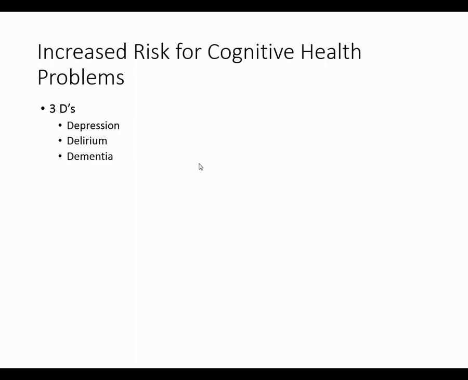A lot of older patients you will see will have an increased risk for cognitive health problems, such as 3 Ds. You need to know the 3 Ds, your depression, delirium, and dementia. As older adults age, they are at increased risk for severe mental health problems, like your 3 Ds. Okay? We're going to look at each one of these individually.